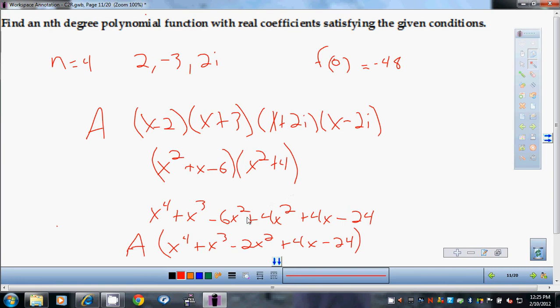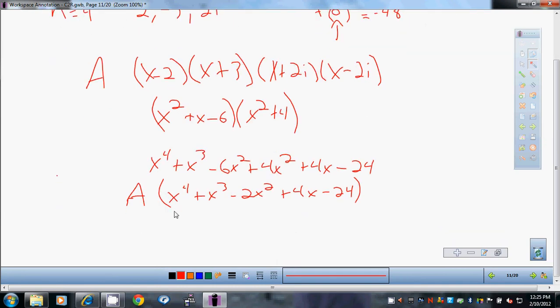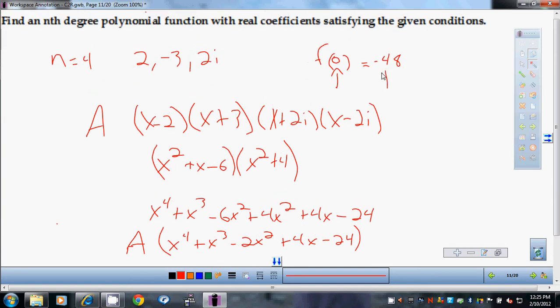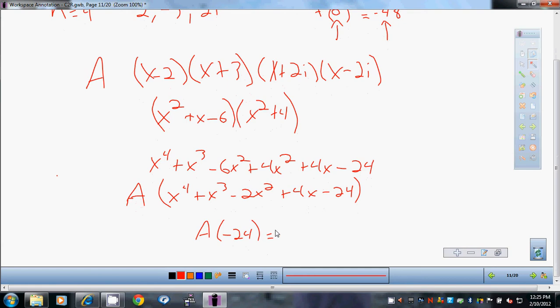Alright. Yes, actually. So, once you get your function, plug in what it says, 0, into the function, and what are you left with? When you plug in 0, you're left with negative 24, and you set that equal to negative 48. You divide. What is negative 48 divided by negative 24? 2. So you come back up here, and you multiply that back through. 2x to the 4th plus 2x cubed minus 4x squared plus 8x minus 48 would be your answer.